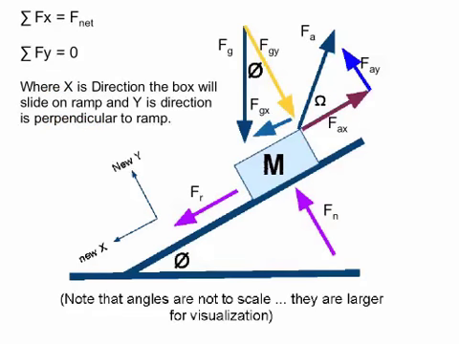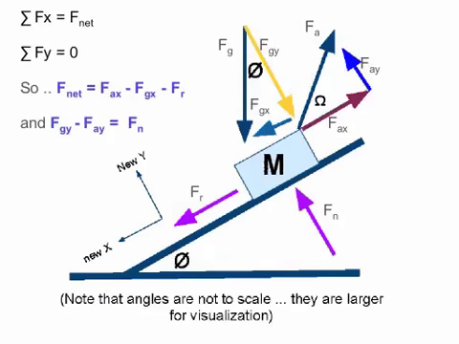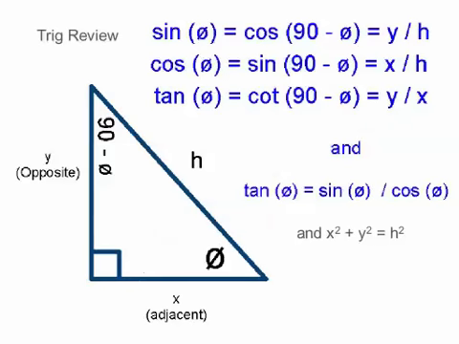So let's get down to solving for the acceleration of the box up the ramp. Here are our two key equilibrium equations from our diagram. Before we go further, let's do a short trig review. We know the definition of sine, cosine, and tangent. In math class, we usually think in terms of x, y, and the hypotenuse.